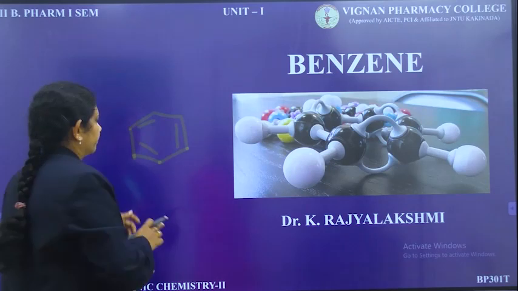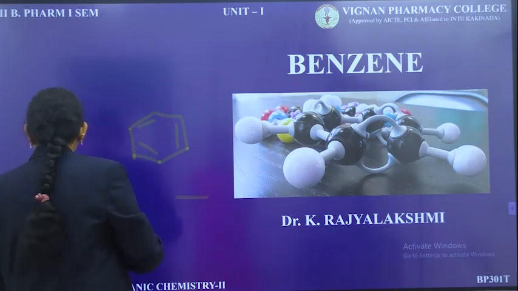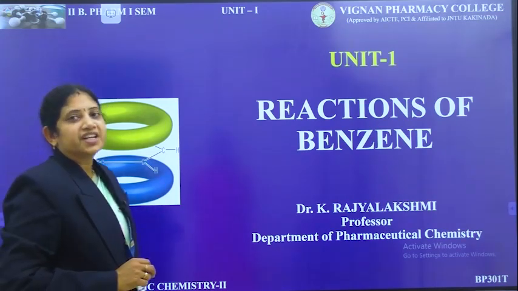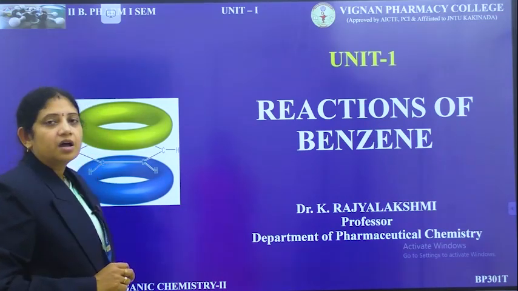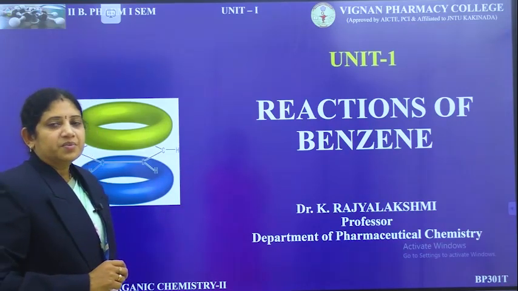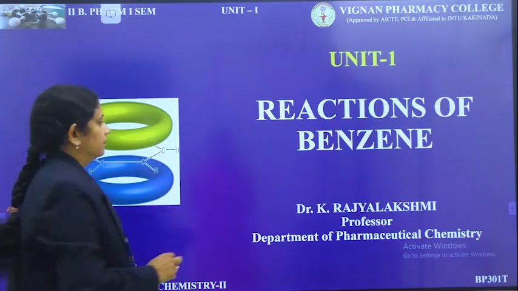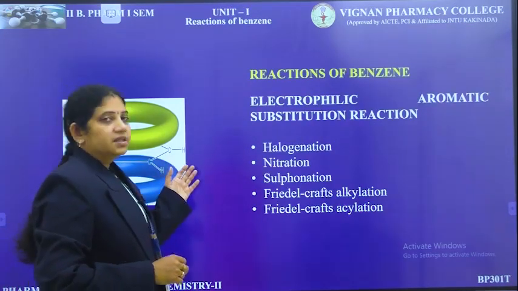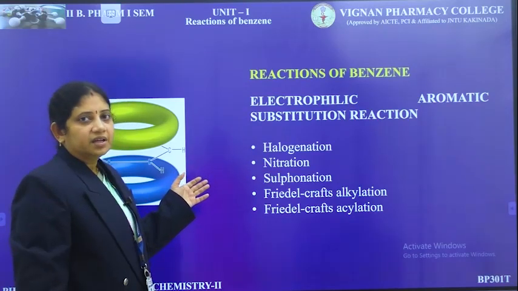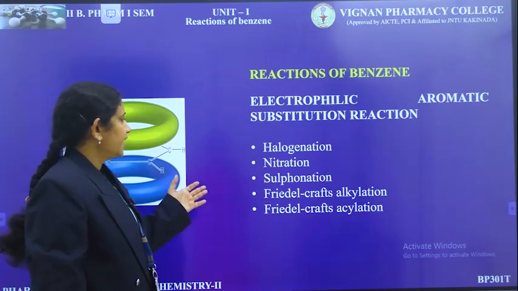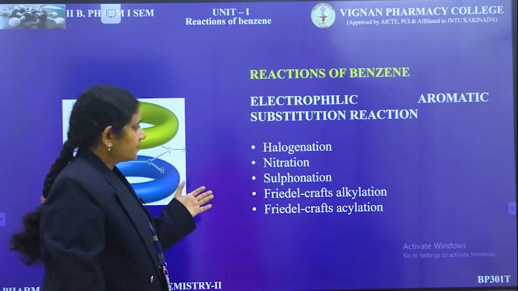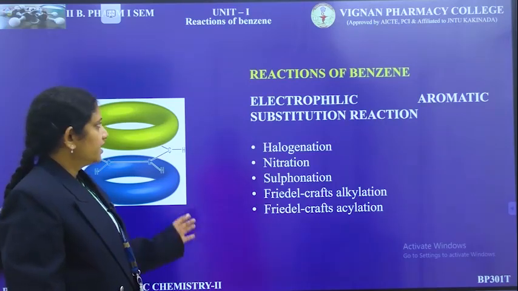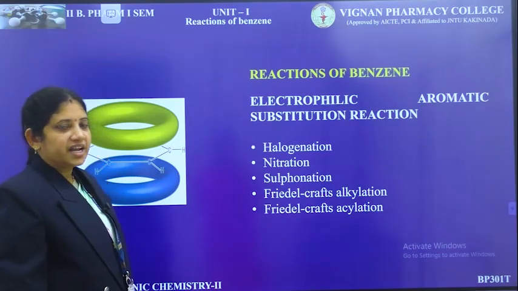Because of that it can undergo electrophilic aromatic substitution reactions, which is one of the most important chemical properties of benzene. The different kinds of reactions are halogenation, nitration, sulfonation, Friedel-Crafts alkylation and Friedel-Crafts acylation. All these are different kinds of electrophilic aromatic substitution reactions.